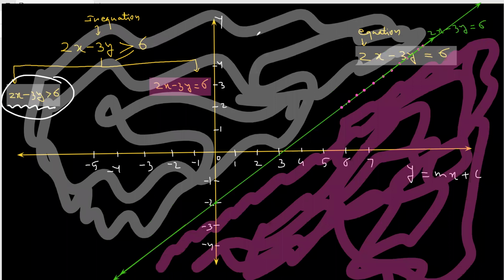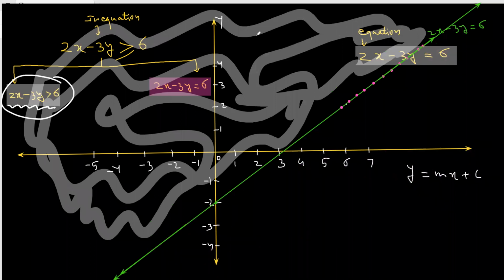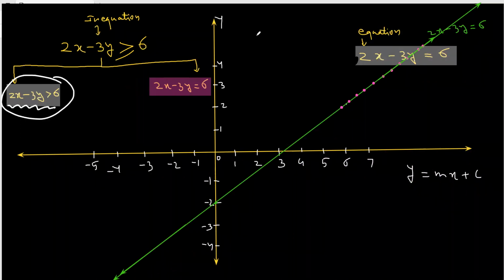We will take a point from one of the half planes and substitute it in this inequation. If the point satisfies the inequation, we can say that the region in which the point lies is being represented by this inequation. Okay. So see here, how do I do it?